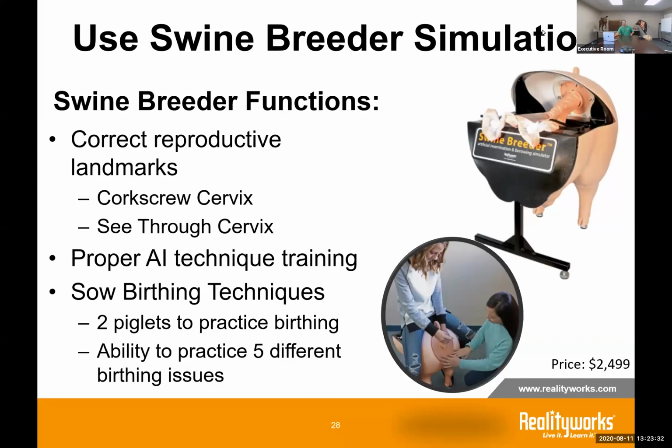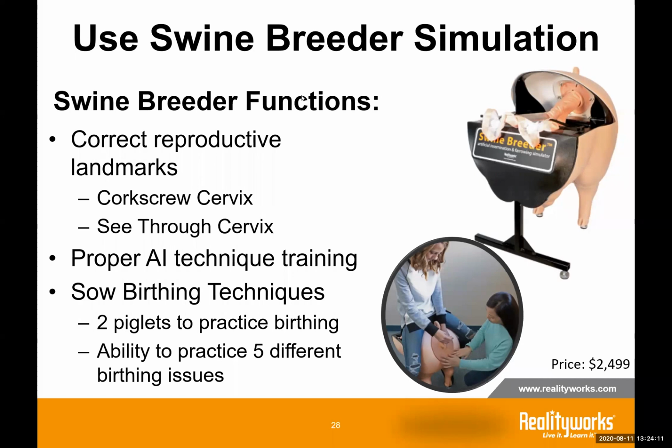So moving back to our presentation here, working with the corkscrew cervix, talking through how they actually move in the vagina, the see-through cervix, being able to see what's all involved there, proper AI training. And with the piglets, the whole purpose is that birthing, and that farrowing, I should say, the farrowing of those piglets. So the 2 piglets are to practice birthing, and there are 5 different birthing issues that we show and help you work through, moving the piglet through the reproductive system on one end while somebody on the other end takes it out.